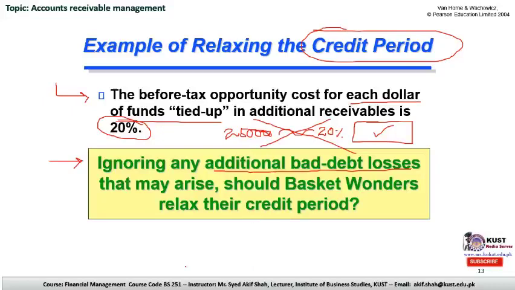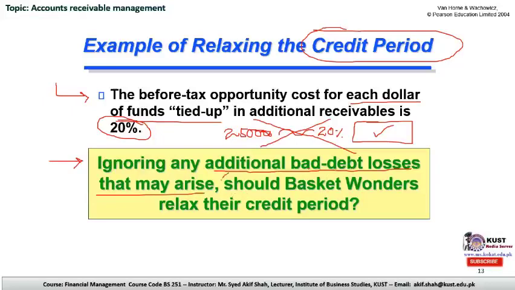In the subsequent lecture, I'll definitely address the bad debt losses and how to cater and deal with those losses, and then decide whether we should go with the credit and collection policy change or not. However, in this particular lecture, the question is stating that we have to ignore the additional bad debt losses that may arise.